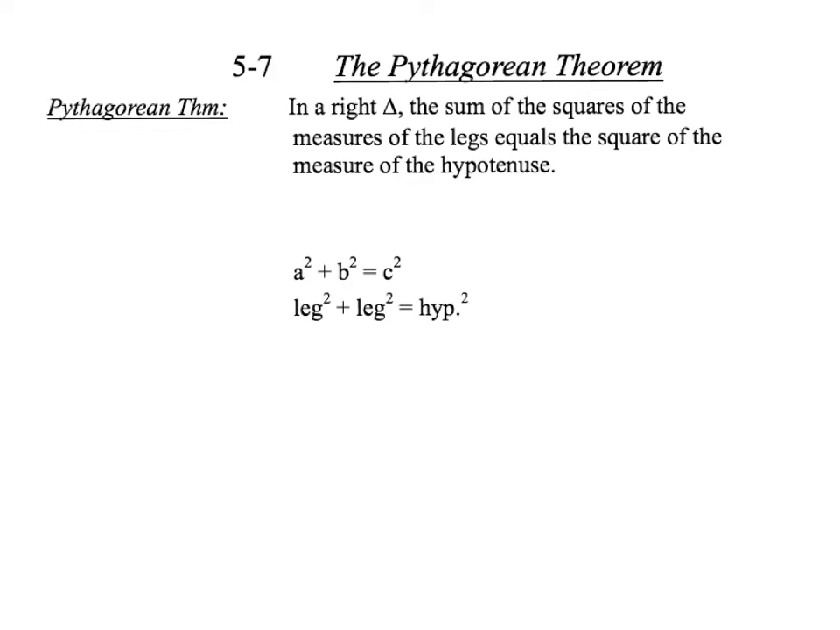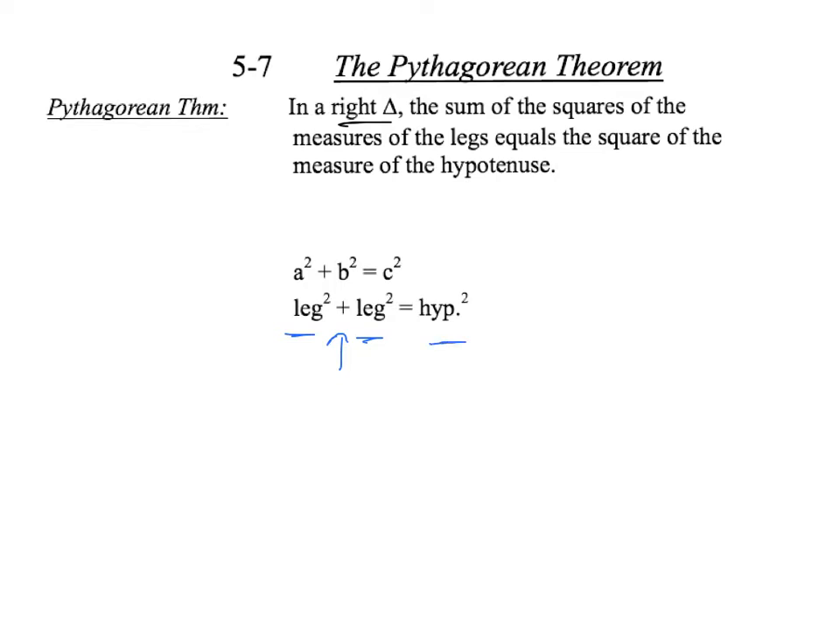In 5.7, we're going to review the Pythagorean theorem, okay? The Pythagorean theorem, remember you guys, is specifically for right triangles, and it states, in a right triangle, the sum of the squares of the measures of the legs, so if you take the square of the legs and add them together, it's going to equal the square of the measure of the hypotenuse. It'll equal the hypotenuse squared.